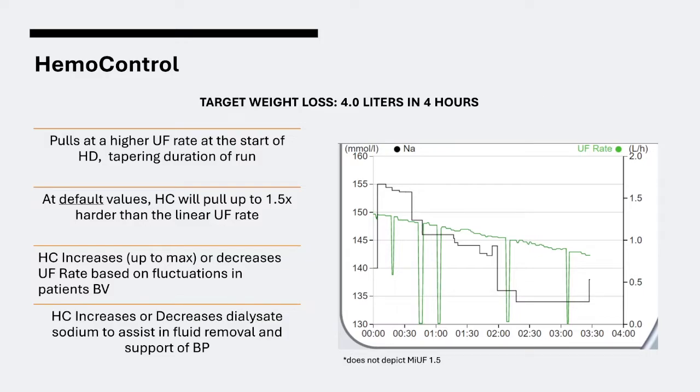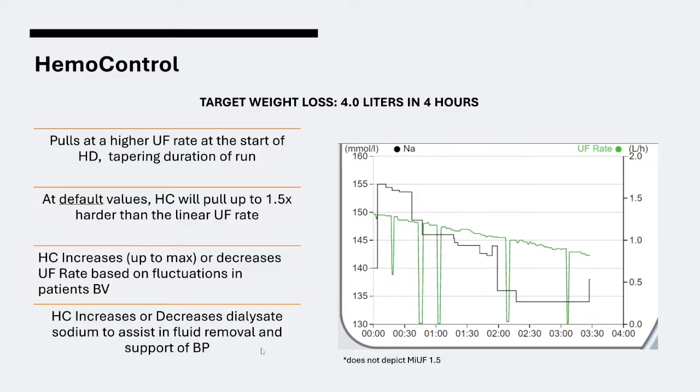The other thing that HemoControl does is it will actually increase or decrease dialysate sodium to assist in fluid removal and support blood pressure. So you can see, again, similar to our linear UF diagram, our UF rate is shown in blue. In this scenario, it does not represent the 4 liters in 4 hours, but we're starting at a max UF of about, it's hard to say, it's not perfect, but I'd say 1.4, somewhere in there. And then as the run progresses, it tapers that maximum off as we pull fluid.